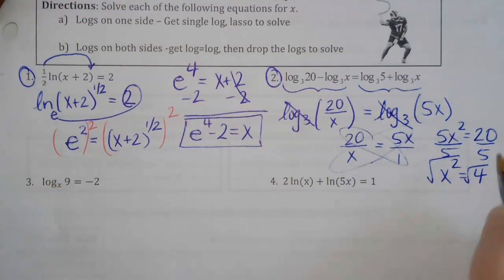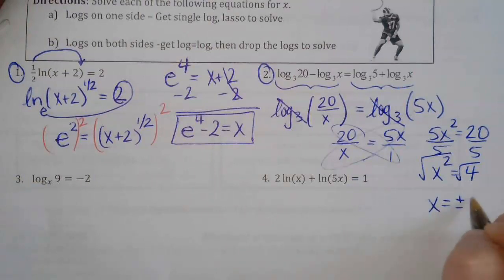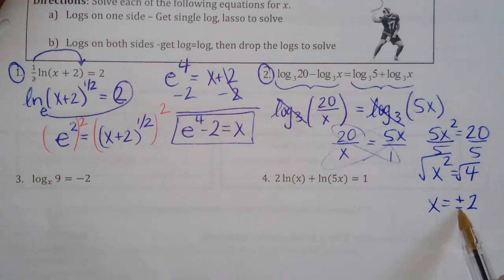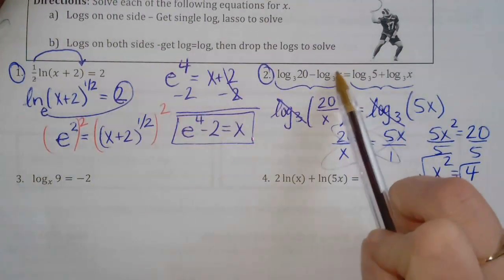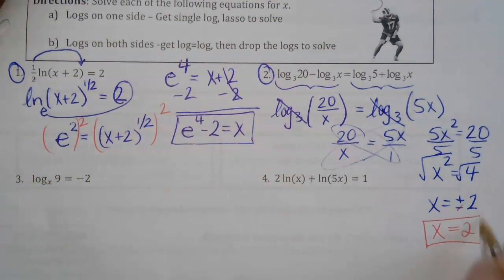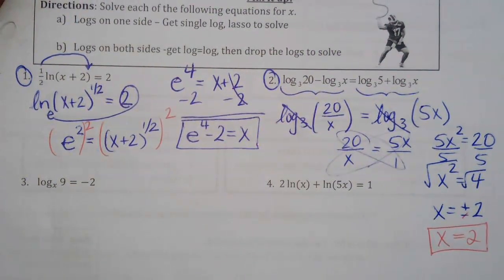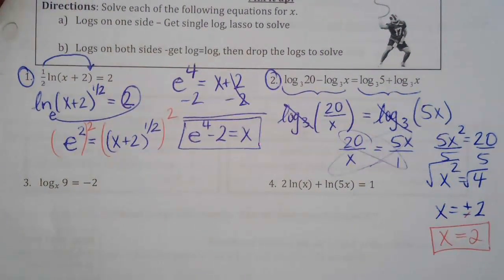Square root, square root. In theory, we get a plus and minus 2. But then we go back, and if I was to check that, that negative 2 would not work out here or here. So we're rejecting the negative 2, and only the positive 2 would be our solution. So hopefully that helps, and good luck solving logs and dropping logs.